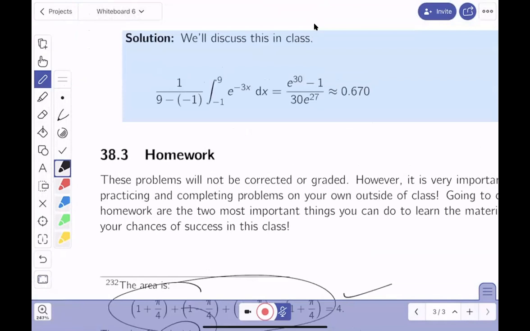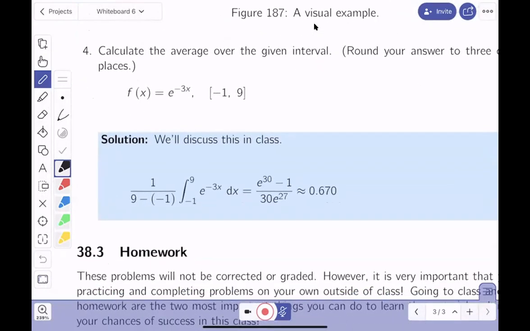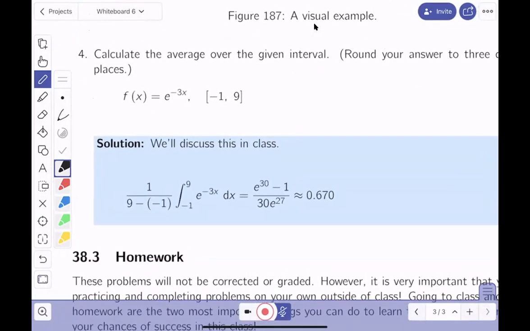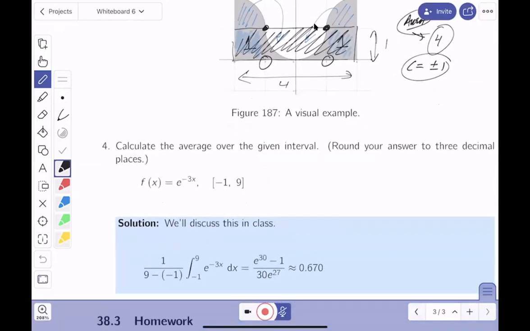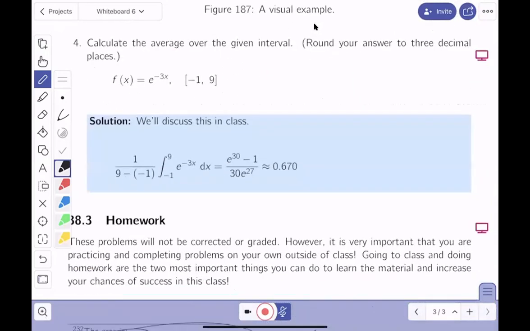All right, let's go to the next question. That's number 4. They want to calculate the average value, and this is the formula that we've done. Someone says, why did you do it over there? It would have been too tough for me to come up with the function for that. It would be a lot of work, so I didn't want to do that.